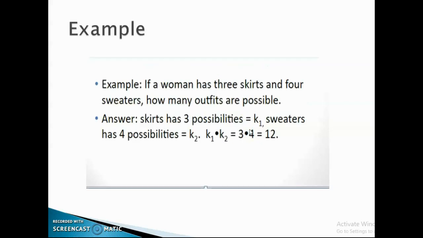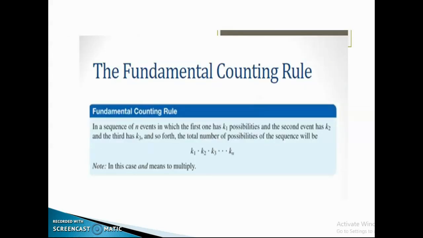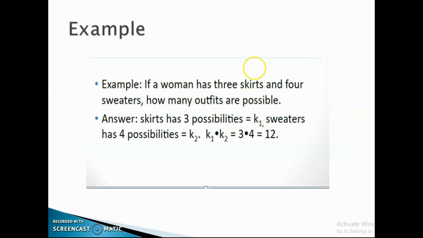For example, if a woman has 3 skirts and 4 sweaters, how many outfits are possible? To answer this question, as we know that there are 3 skirts and 4 sweaters, so we multiply 3 by 4. 3 times 4 is equal to 12. There are 12 possible outfits for a woman.